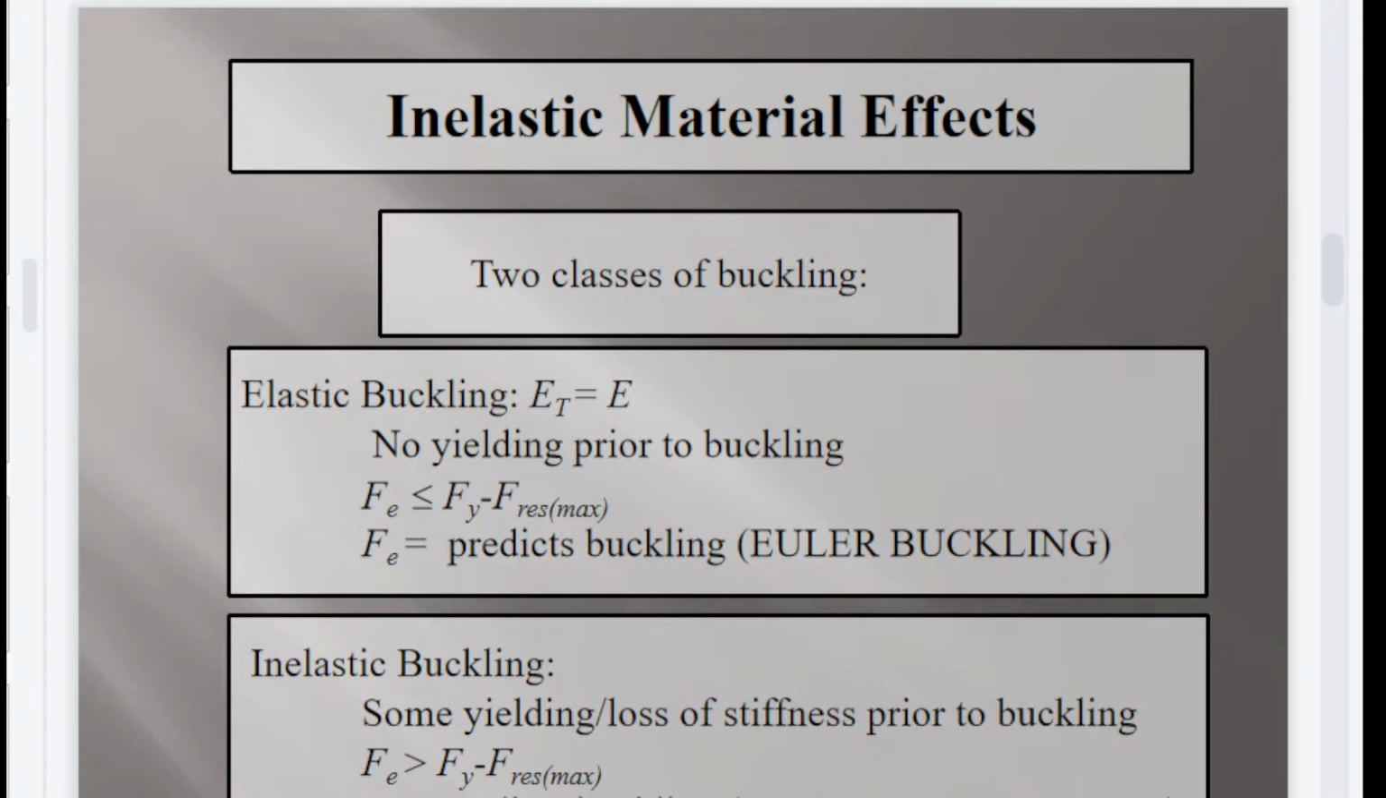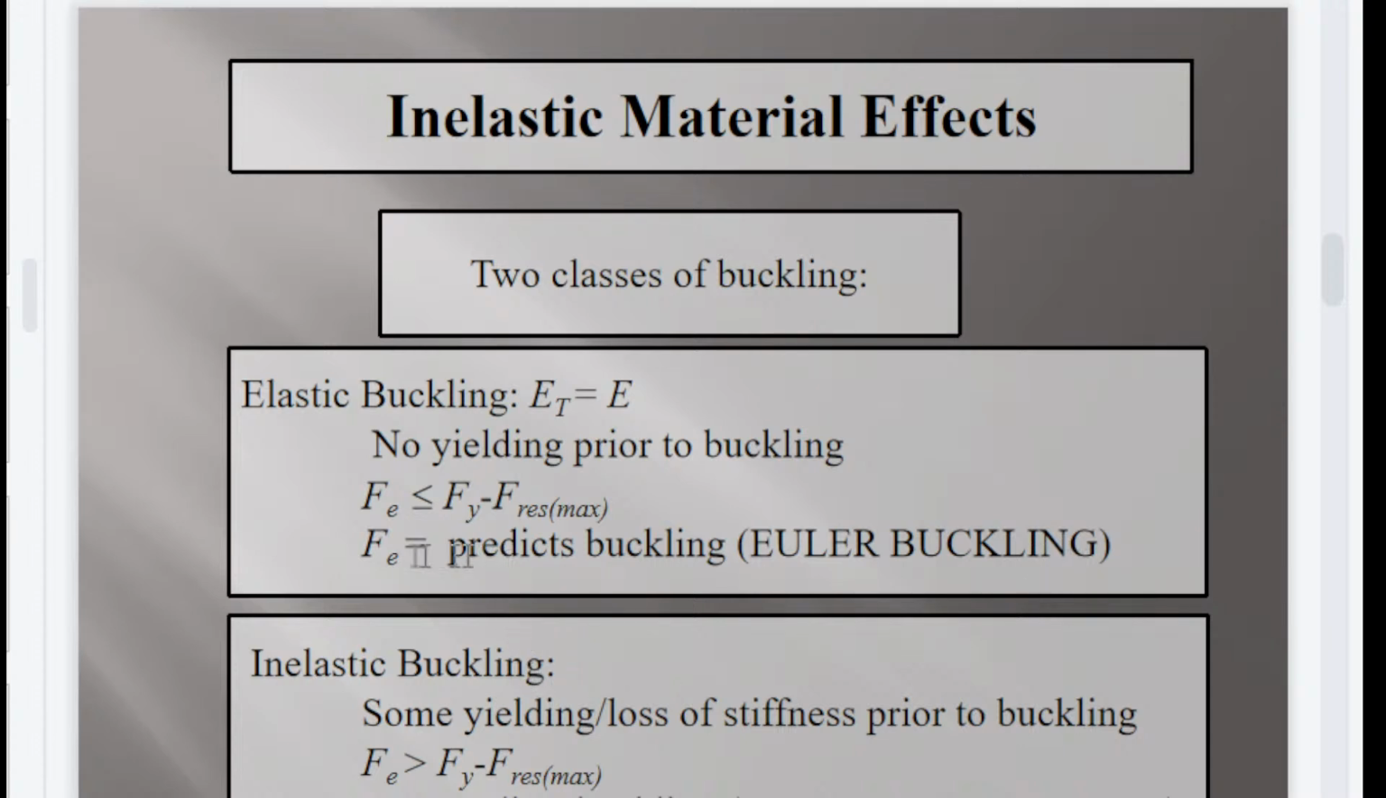Two classes of buckling. So we have elastic buckling, where the modulus of elasticity is E. But for inelastic buckling, we have this tangent modulus. There is no yielding prior to buckling because we are still in the elastic range. So Euler stress is equal to or less than Fy minus F residual. Euler predicts buckling, so Euler buckling.